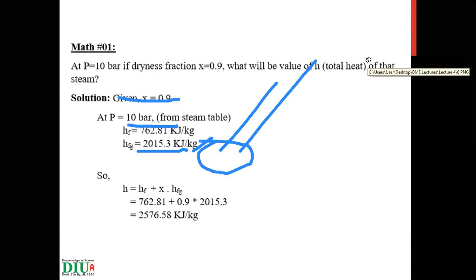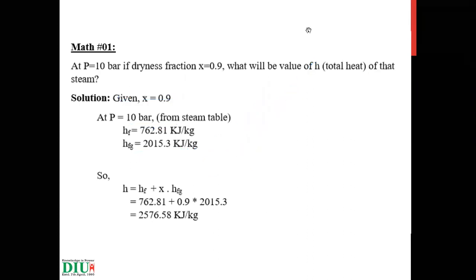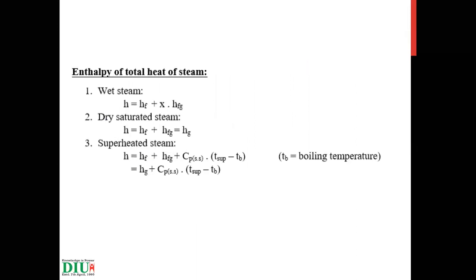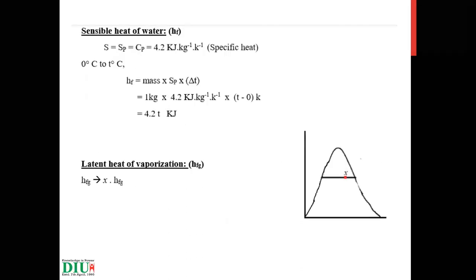Sir, yes, we understand hf and hfg and x, all of them, but how about the Cp, sir? The temperature, we also understand T super minus T boiling, yes, but how about Cp, sir? Okay, that, my student, here you see that this is specific heat. You see that? It is just the representation.